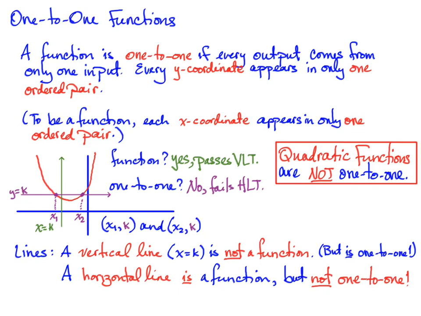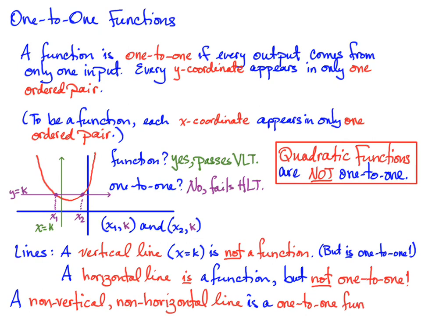So what about non-vertical, non-horizontal lines? Well, those are all functions because they're always going to pass the vertical line test because they're not vertical. So no vertical line will intersect it more than once. And because they're not horizontal, they'll pass the horizontal line test as well. So they're going to be one-to-one. So any line that's non-vertical and non-horizontal is a one-to-one function.